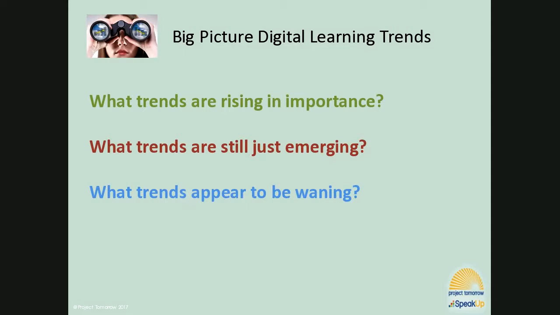So here's my big picture part. We're going to start with the big picture digital learning trends. And I divide these trends into three buckets. What trends are we seeing that are rising in importance? What trends are still just emerging and things to keep an eye on? And what trends appear to be waning or diminishing or decreasing in either valuation by the stakeholders or in usage or implementation? So we'll start off with the ones that are rising in importance.